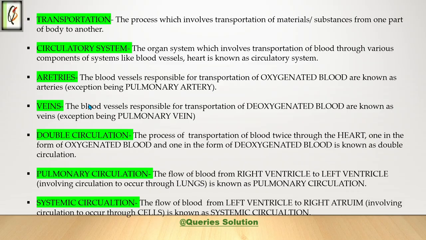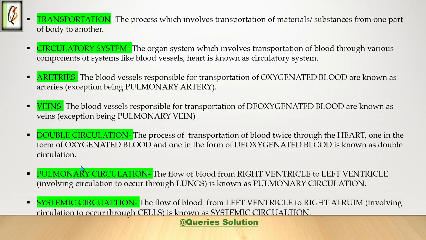What are veins then? These are the blood vessels which are responsible for the transportation of blood which is rich in carbon dioxide, which is known as the deoxygenated blood. And again we have an exception when we talk about veins, which are the pulmonary veins. When we talked about circulation, we understood the concept of double circulation too. So what is this? This is the process of transportation of blood which occurs through the heart twice. One when it occurs in the form of oxygenated blood, and one when it occurs in the form of deoxygenated blood. Then this entire circulation mode in humans is something we say as double circulation.